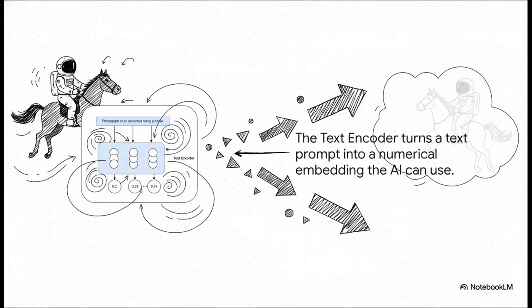First up, the text encoder. A computer has no idea what astronaut or horse means. So this component's job is to act as a translator. It takes our text prompt and turns it into a special mathematical code, a set of numbers that represents the meaning and the concepts in our sentence. This code basically becomes the instruction manual for the next step.